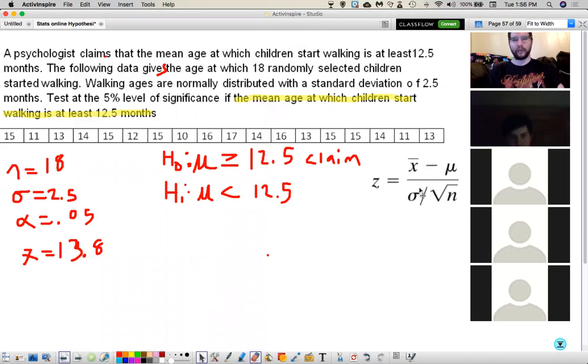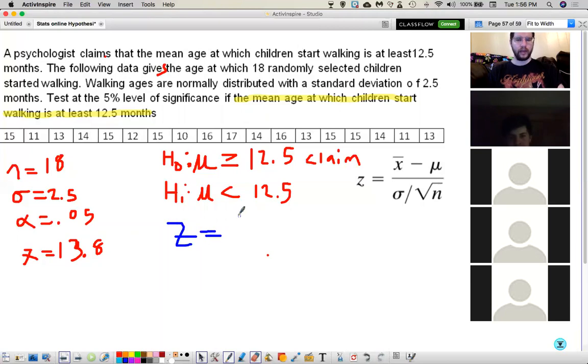Casio users, we're going to have to type in this formula. TI users, you're done. So the X bar, we just calculated 13.8. I'm actually going to use that stored value that I got in my Casio instead of just 13.8. I'll just round at the end.